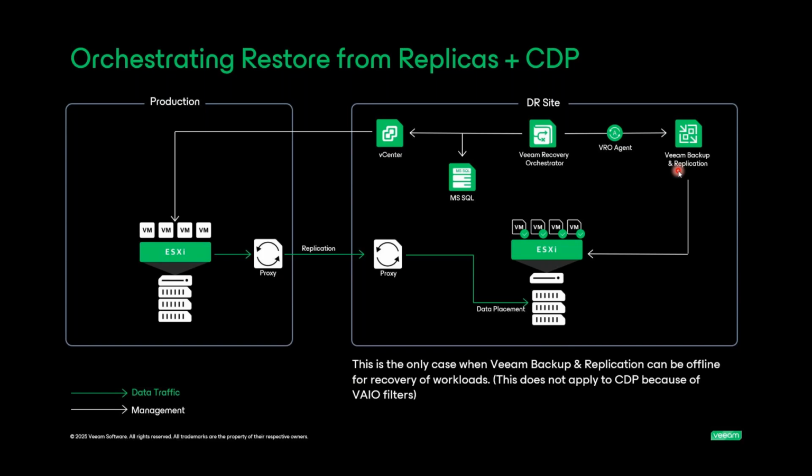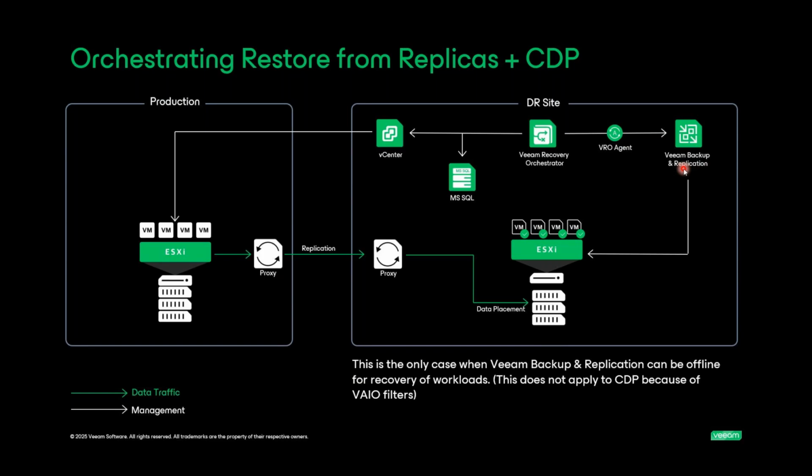There is one critical aspect here. The VBR that has the CDP policies on it, that manages the CDP replication, basically needs to be online and available for VRO to be able to orchestrate the recovery of those replicas. This does not apply for standard replication. In that situation, we can basically fail over the VM, the replicas, we have access to them, but for CDP, it is mandatory.